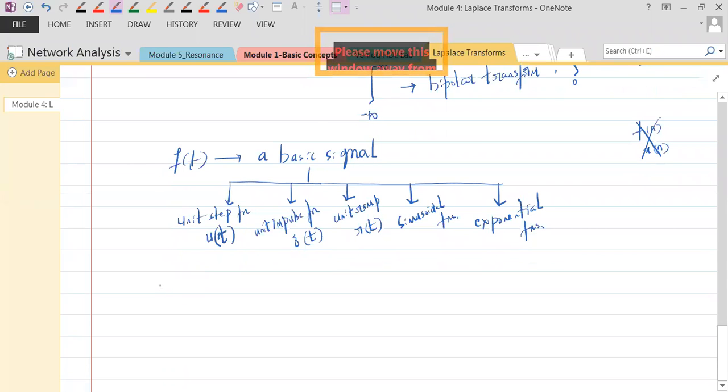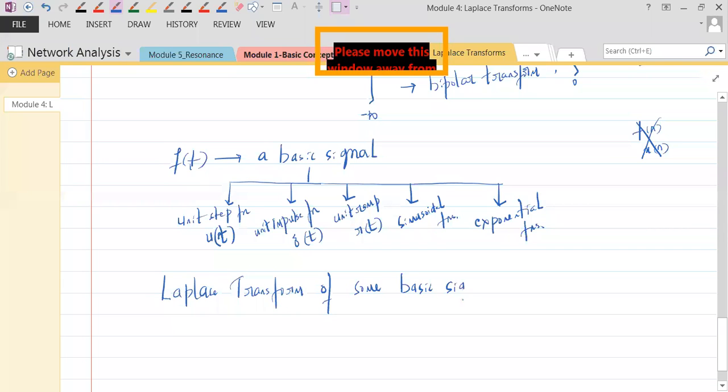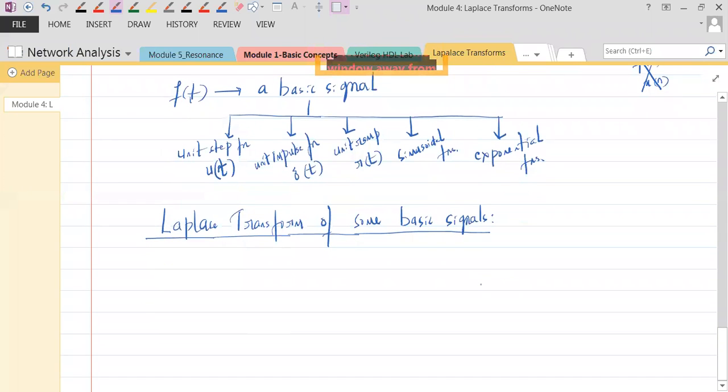For example, consider Laplace transforms of, let's say, everybody just take down this, Laplace transform of some basic signals. The first basic signal that we can consider is the unit step function. Let's see how the unit step function looks.